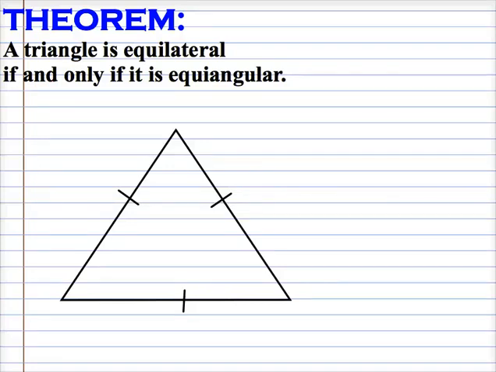Earlier we talked about equilateral triangles and equiangular triangles. And we had this theorem from the first day's notes: a triangle is equilateral if and only if it is equiangular. So here we have an equilateral triangle.